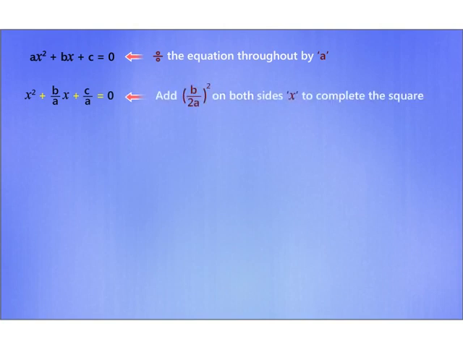ax squared plus bx plus c is equal to 0. Dividing the equation throughout by a, we get x squared plus b by a x plus c by a is equal to 0. Add b by 2a whole square, that is, half the coefficient of x squared, on both sides to complete the square. We get x squared plus b by a x plus b by 2a whole square is equal to minus c by a plus b by 2a whole square.